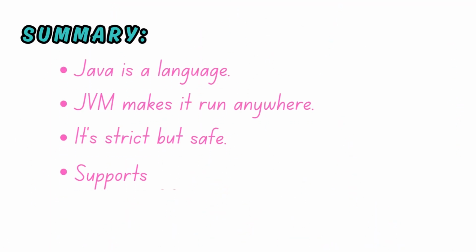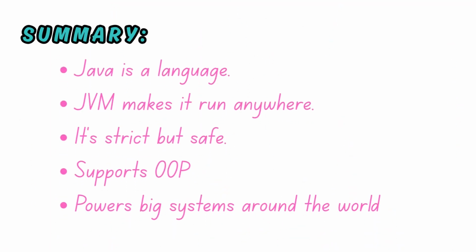To summarize, Java is a language. JVM makes it run anywhere. Java is strict but safe. Java supports OOP to keep things organized. And it powers some of the biggest systems in the world. That's all you need to know for now. We'll go deeper in the coming videos.